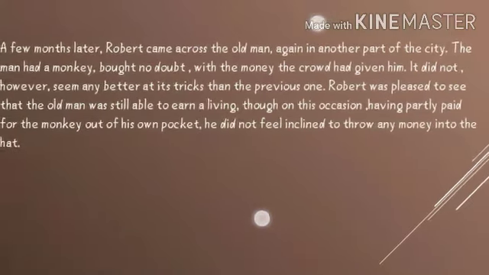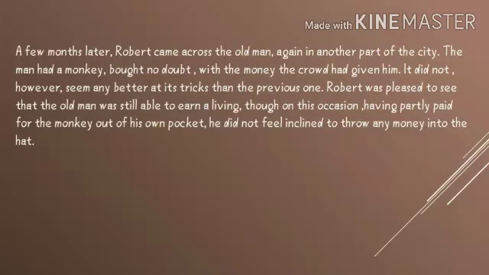A few months later, Robert came across the old man again in another part of the city. The man had a monkey, bought, no doubt, with the money the crowd had given him. It did not, however, seem any better at its tricks than the previous one. Robert was pleased to see that the old man was still able to earn a living, though on this occasion, having partly paid for the monkey out of his own pocket, he did not feel inclined to throw any money into the hat.